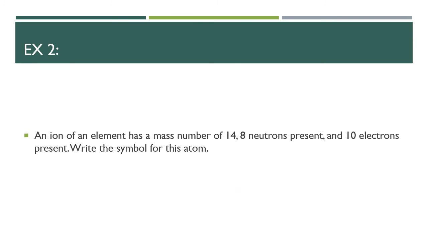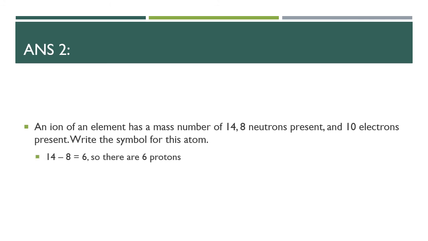Let's look at another example, kind of going the opposite direction. There's an ion of an element that has a mass number of 14. There are 8 neutrons present and 10 electrons present. Let's write the symbol for this atom. In order to do this, we are going to have to figure out the atomic number at some point because that will help us identify what element symbol we are going to use. So, if we take the mass number and subtract the number of neutrons, we will get the number of protons. 14 minus 8 is 6, so there are 6 protons present.